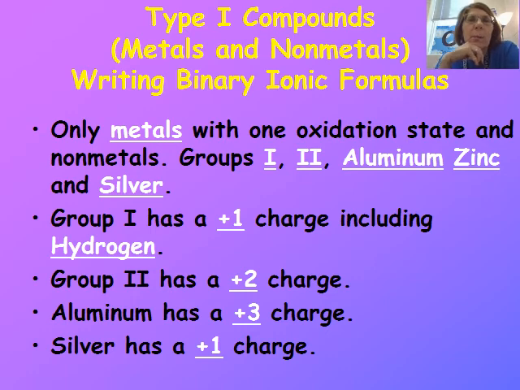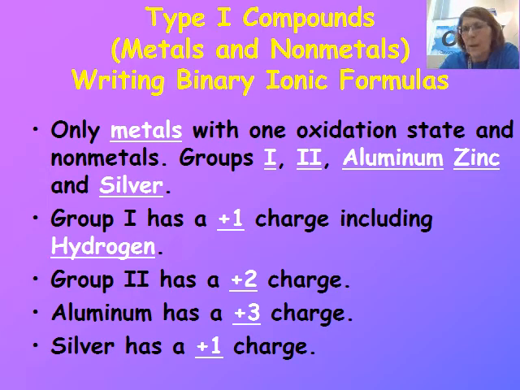All right, so type 1 compounds are metals and nonmetals. That's group 1 and 2, aluminum, and we're actually going to talk about zinc and silver. Those are the only 2 we're really going to cover. Even though they're in the transition metals, they have one oxidation state or one charge. So group 1, you are going to have to memorize these, has a +1 charge. That includes hydrogen. Group 2, that's alkaline earth metals, has a +2 charge. Aluminum has a +3 charge.